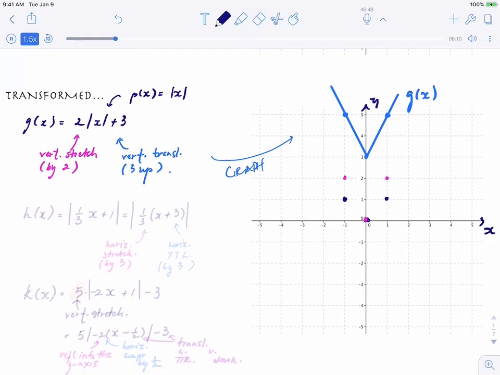Okay, so we'll do a few more, but we won't draw them. You can draw them if you'd like, but we just want to interpret what's happening to the actual parent function. So let's look at an h of x, and let's say it's 1/3 x plus 1, and all of that is an absolute value. What would I need to do first here?